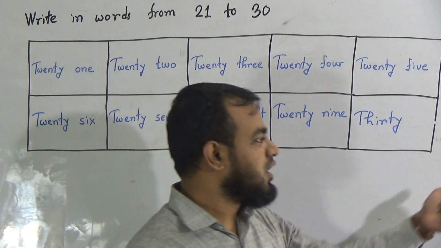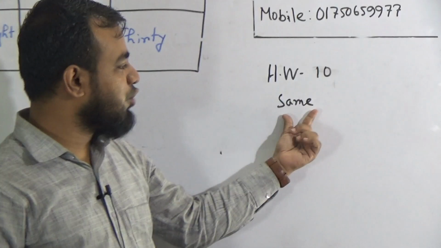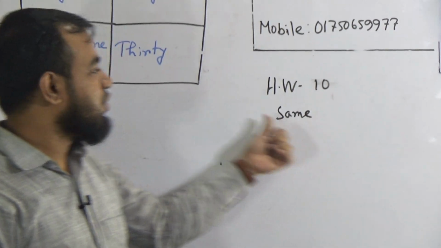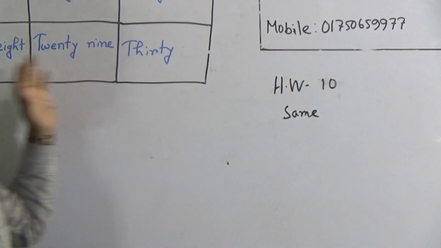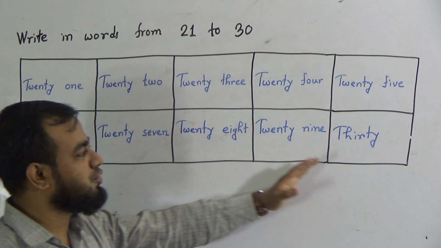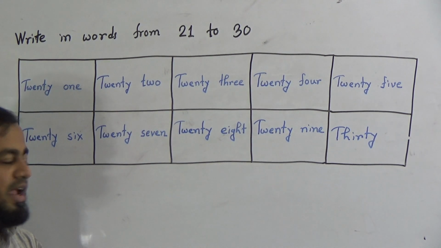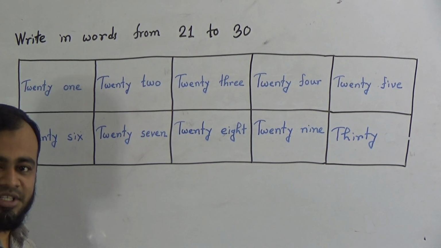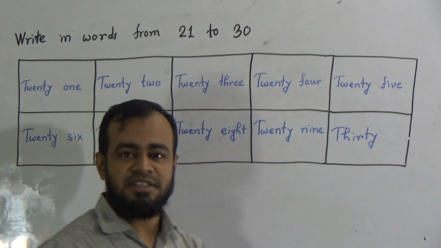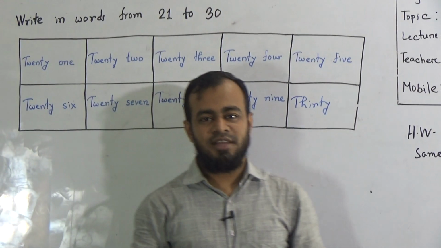And you have a homework. Your homework number is 10 and the homework is the same. This means that your HW is this one, from 21 to 30. You must write down in your assigned HW copy, and please mention the HW number 10 in the left top corner of your copy. You can submit all of your HWs every Saturday from 9 AM to 3 PM.